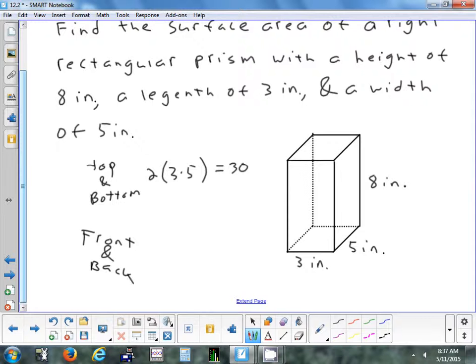Okay, front and back, again, you've got two of them. What are the dimensions of the front rectangle? Denver? 3. Yep. 3 by 8. Okay, so we have one in the front, one in the back. So that's going to give me 24 doubled, 48. So we got the top, we got the bottom, we got the front and back. We need left and right.